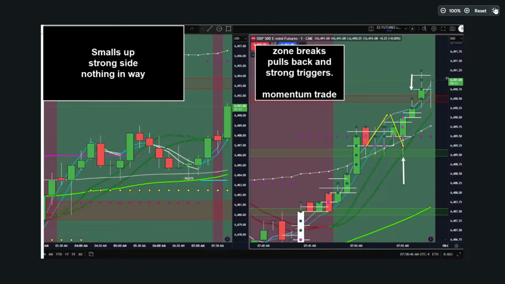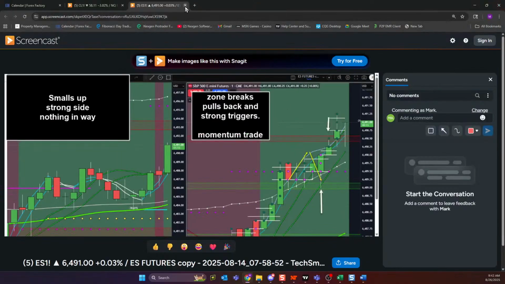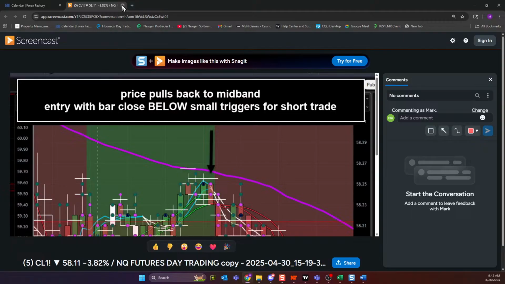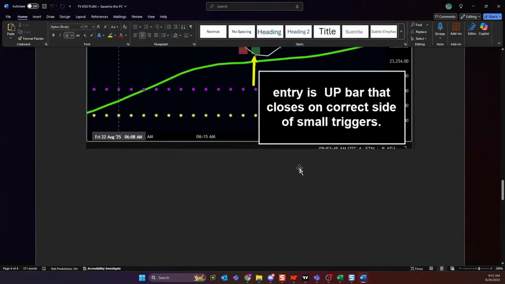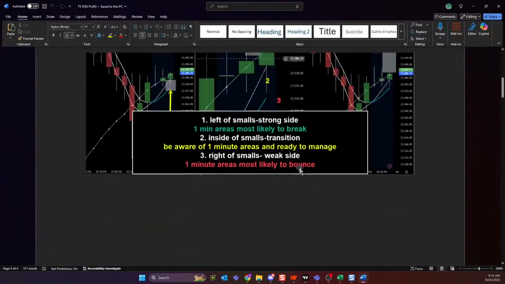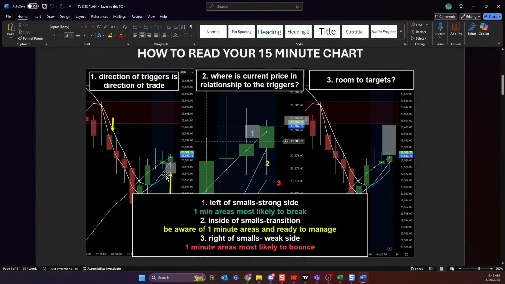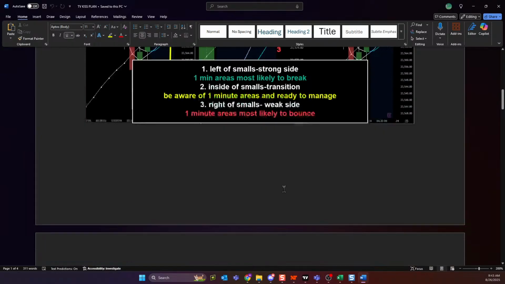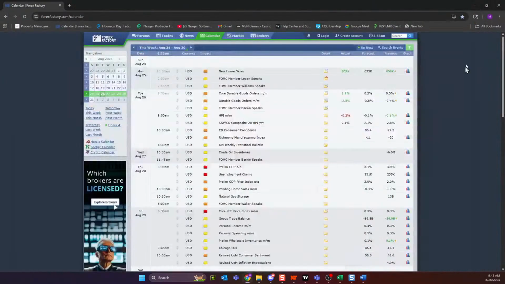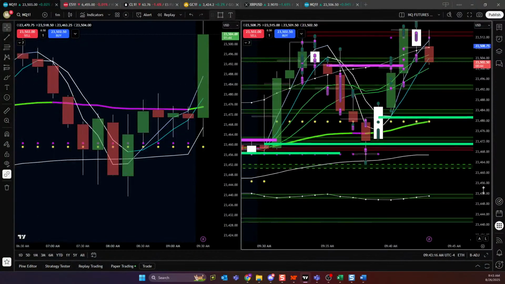And guys, this is your TradingView plan. And the TradingView plan starts on the large chart. The TradingView plan forces you, if you're going to follow it, to trade with the direction of the small triggers, to know where you are in relation to those triggers so that you can manage appropriately, and to make sure that you have room to targets. The checklists are there, guys, and I'm telling you, it's difficult to get into trouble if you're following a plan.